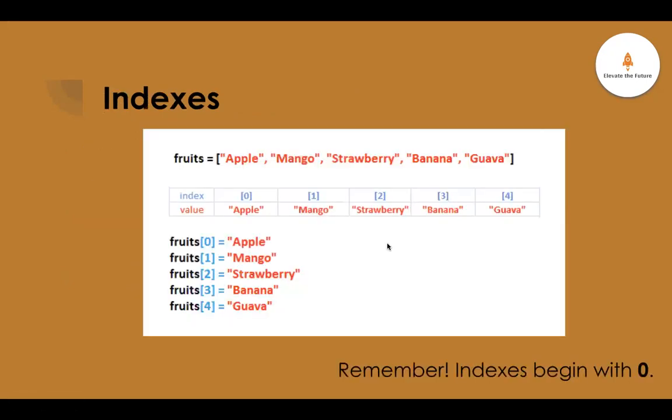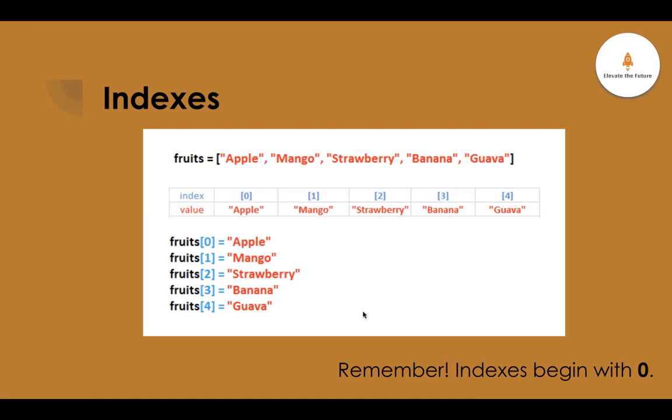Another thing that's important is the indexes. Indexes in lists are very similar to indexes in strings. The first item or element starts at 0 and it goes on positively by an increment of 1. So apple is at index 0, mango is at index 1, strawberry is at index 2, banana is at index 3, and guava is at index 4. You can call each specific value by using the index. So if we did fruits, that's the name of the list, and then square brackets and index 0, that would be equal to apple.